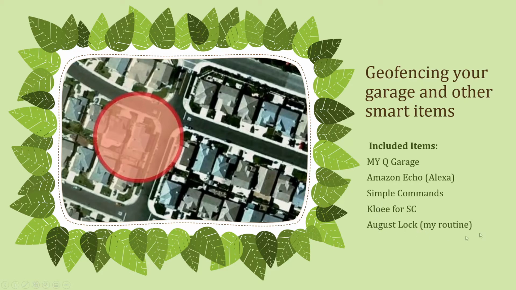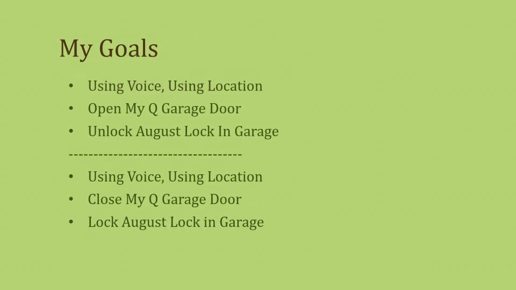For my particular routine, I'm going to use also an August lock in my garage. You could use whatever you would like. You could use lights. You could use anything that you want. But for the sake of this particular test, I'm just going to use August lock. My goals are simple. I just want to use voice and location to open my garage door and unlock it. And likewise, I want to use just voice and location to close and lock it.